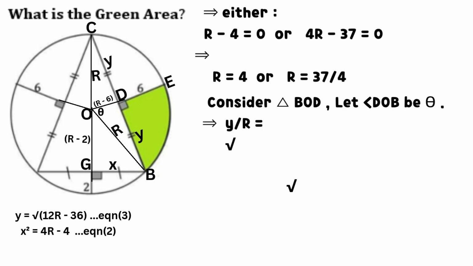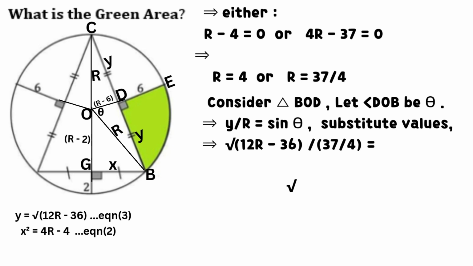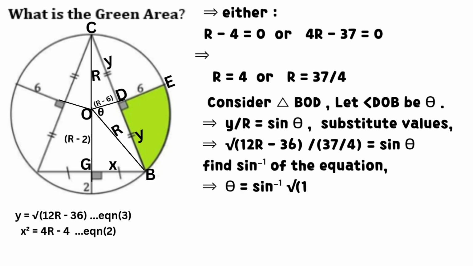Consider triangle BOD. Let angle DOB be theta. Hence, y divided by r equals sine theta. Substitute values. We have that the square root of 12r - 36, all divided by 1/4 of 37, equals sine theta. Find the inverse sine of the equation. That is, theta equals the value shown on the screen. We call it equation 4.